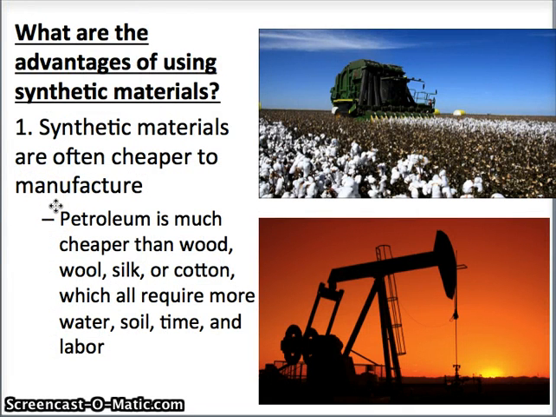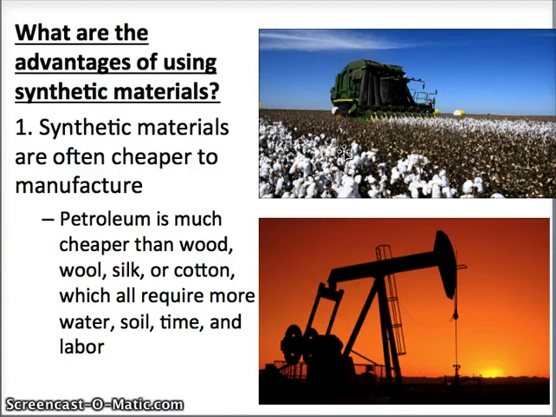Now, let's talk about the advantages of using synthetic materials. First of all, synthetic materials are often a lot cheaper to manufacture. If you take the example of cotton versus petroleum plastic, a lot of clothes today are made from nylon or polyester, which are actually made from synthetic materials, which originally came from petroleum. On the other hand, there's some clothing made out of cotton.